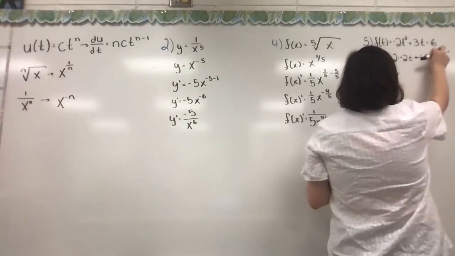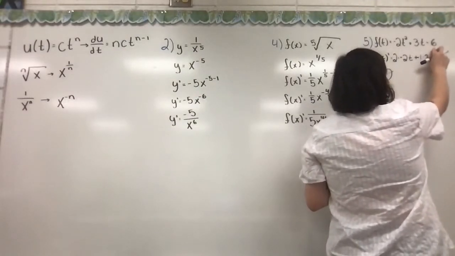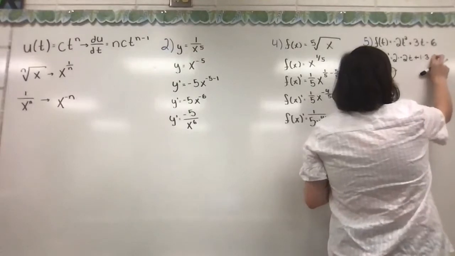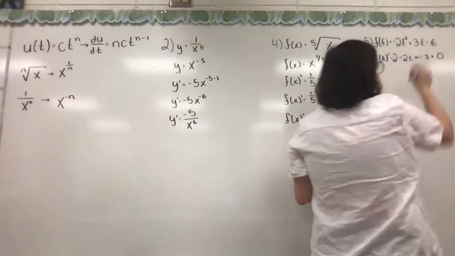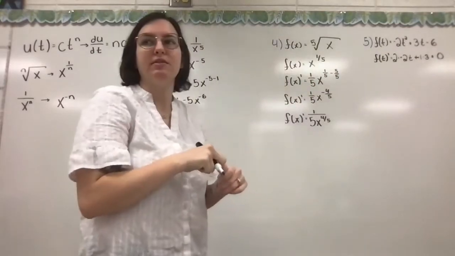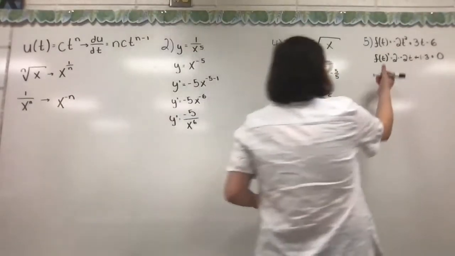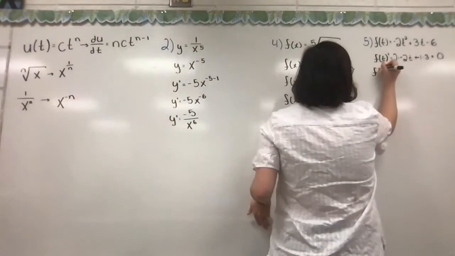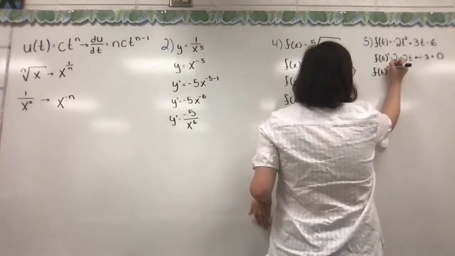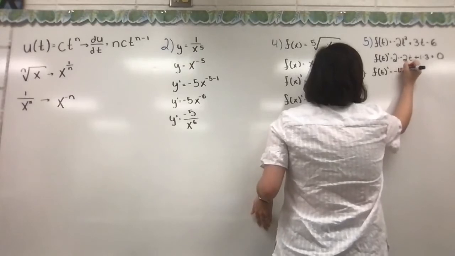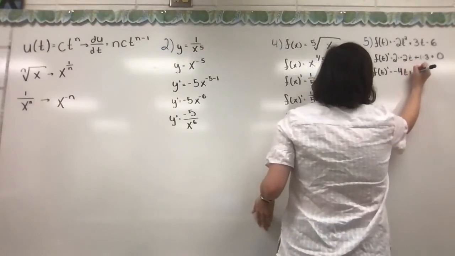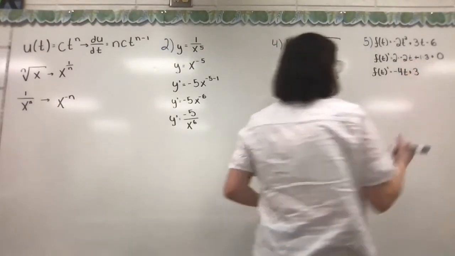And then plus, is there anything to do with the 6? No. So what do you guys think happens when we just have a constant like that, when we take the derivative? It just goes away. It's like you're adding a 0. Okay? So basically a constant just becomes a 0 while we're taking the derivative because it doesn't have anything going for it. So we would end up with the derivative is, what's 2 times negative 2? Negative 4t plus 3.